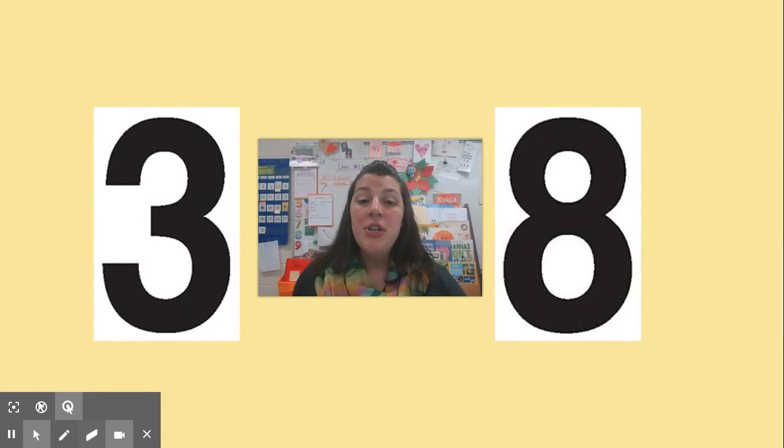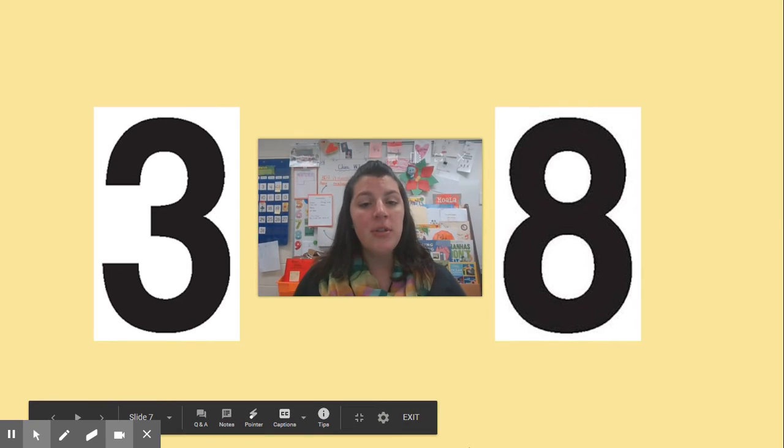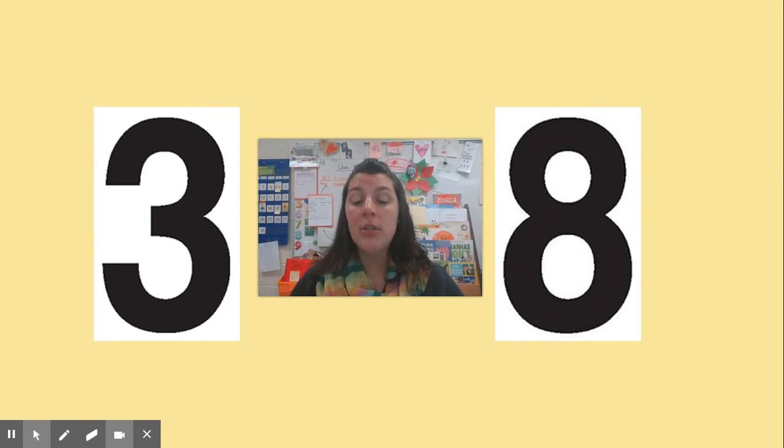Hi friends, you did a great job of figuring out which one of these numbers was less or showed a fewer amount, and you were able to explain it using your cubes or counters. I want to show you a couple different ways that people use their objects to explain which number is less. So the first thing most people did was built a set for each number.